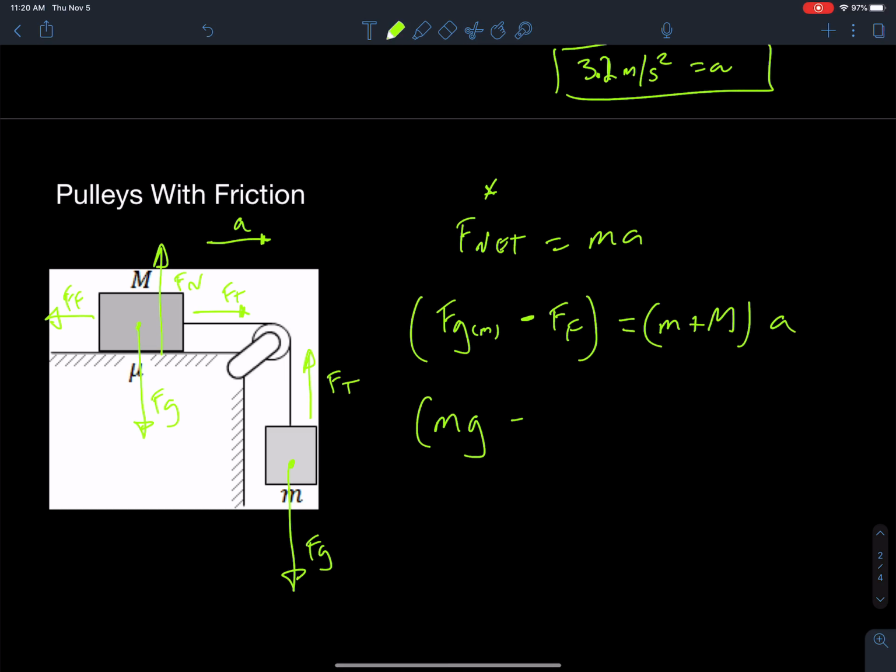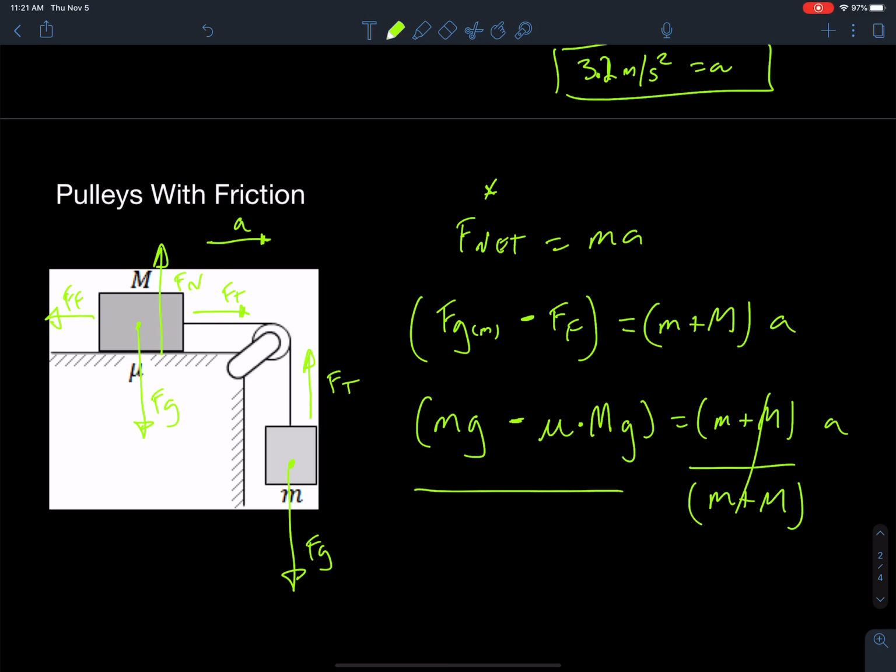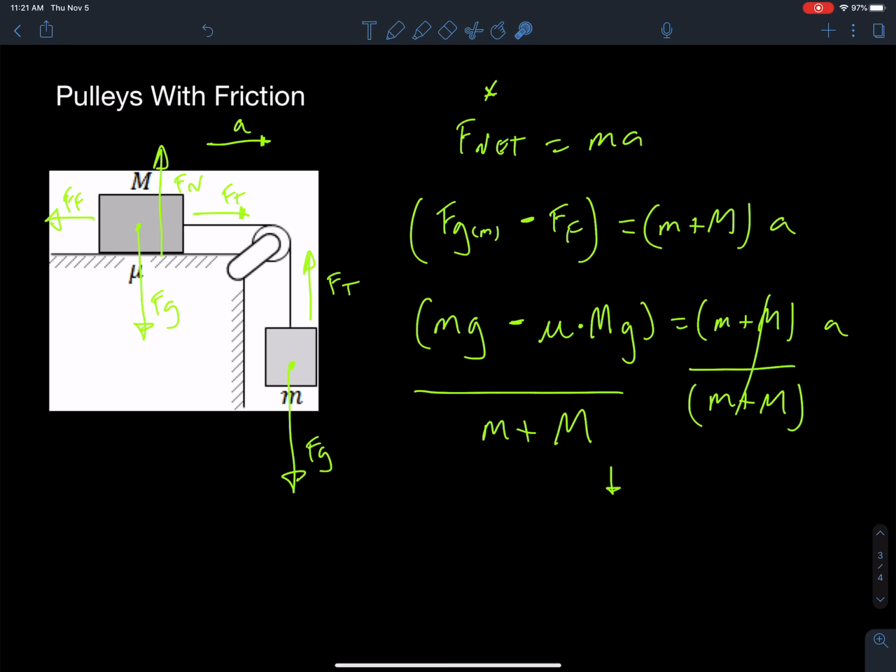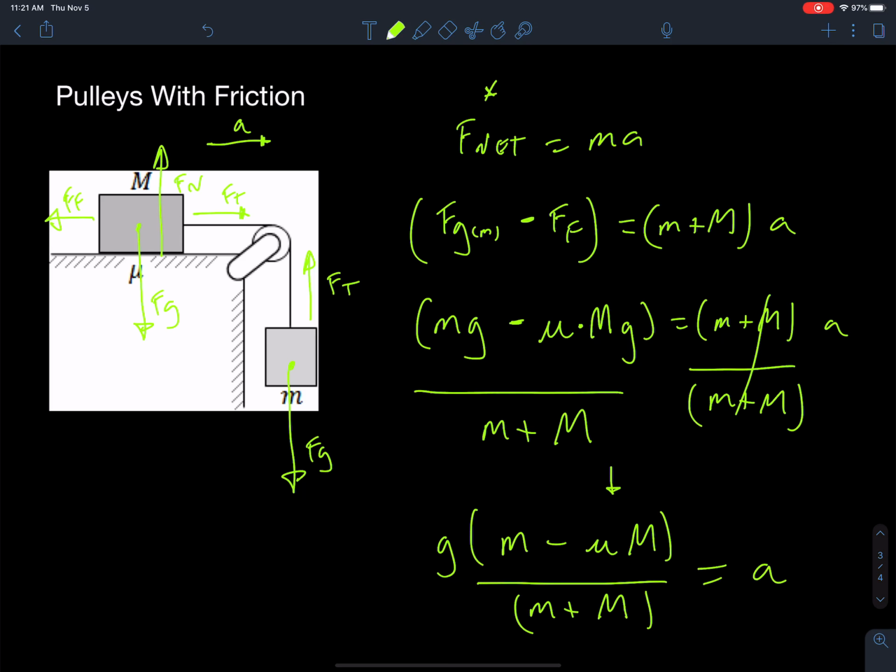mg, little mg, minus, now the force of friction is equal to the friction coefficient times capital M times g, which is equal to m plus M. Okay, so now let's isolate for the acceleration. Okay, and then if I went a little further, I can factor out these g's. So then how do I do that? I'm left with g times (m minus mu M) over (m plus M) is equal to my acceleration.